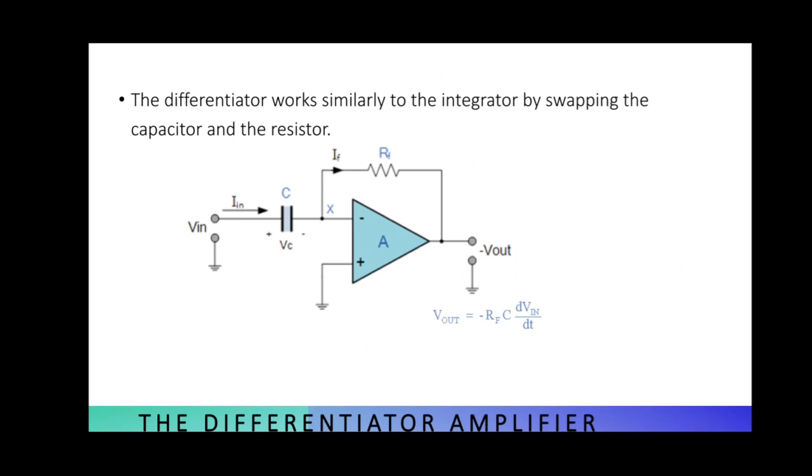The differentiator works similarly to the integrator by swapping the capacitors and the resistors. The output voltage is given by minus Rf into C dVin by dt.